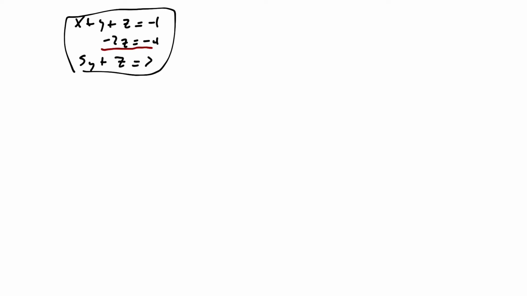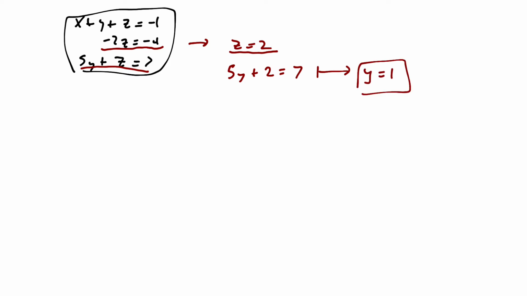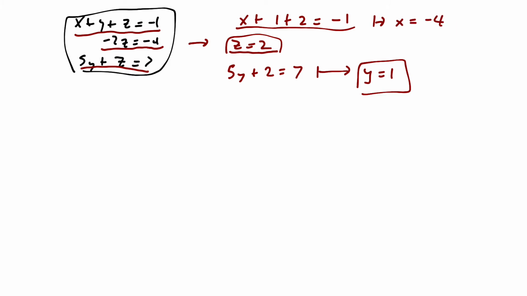The thing to notice is that we have negative 2z is equal to negative 4, and this tells us that z is going to be equal to 2. So now that we have z is equal to 2, we're going to plug it into this equation here, and this tells us that 5y plus 2 is equal to 7. So minus 2 on both sides gives us 5, and then dividing by 5 gives us that y is equal to 1. So we have our y, we have our z. We're going to plug this into equation number 1, and this says we'll have x plus 1 plus 2 is equal to negative 1. Solving for x, this tells us that x is equal to negative 4.